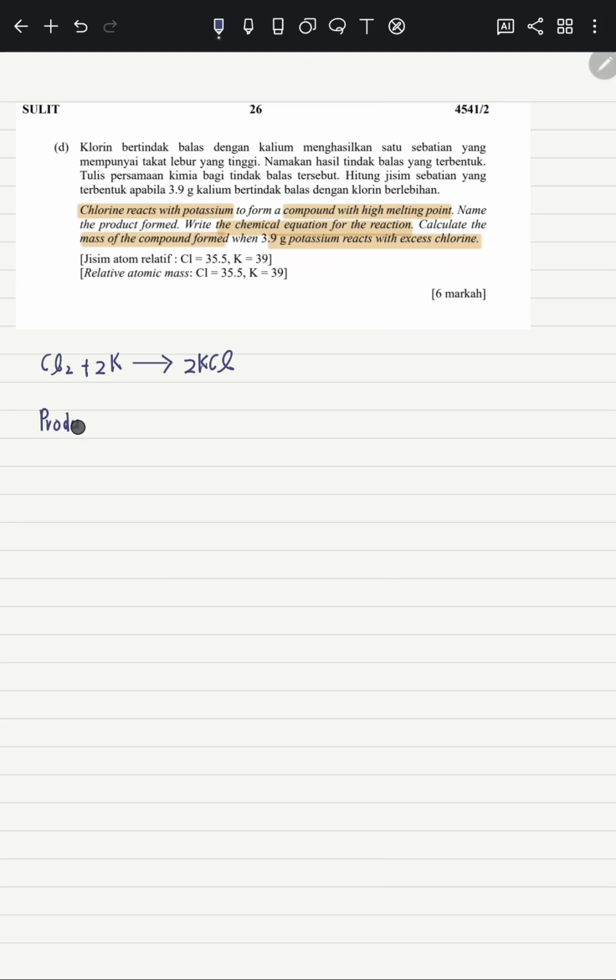Product formed. So what is the name for the product formed? This is the product, so potassium. Please spell correctly. Always in SPM I am encountering papers with wrong spelling for potassium. They forget the double S. You have 2 S there. Potassium chloride. So this is the name for the product, and then they ask you to write the chemical equation and the mass of the compound formed. So basically they want the mass for this one.